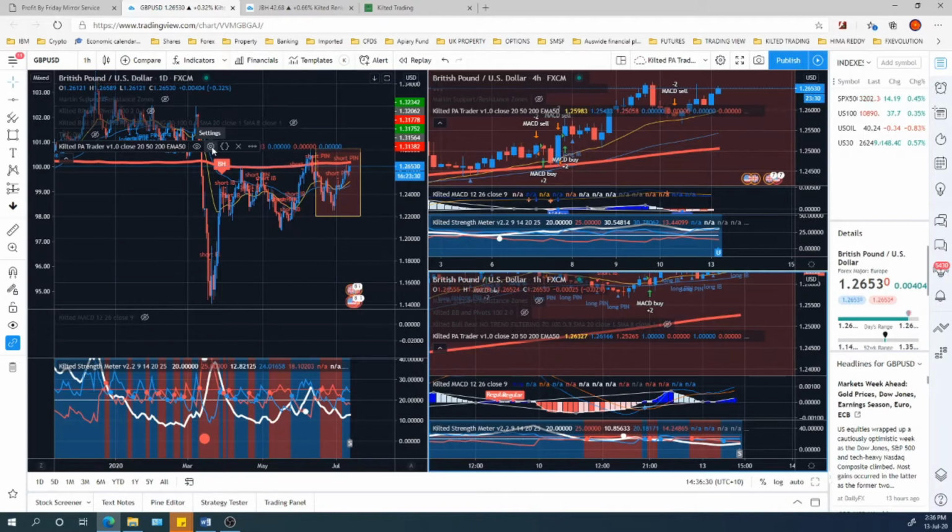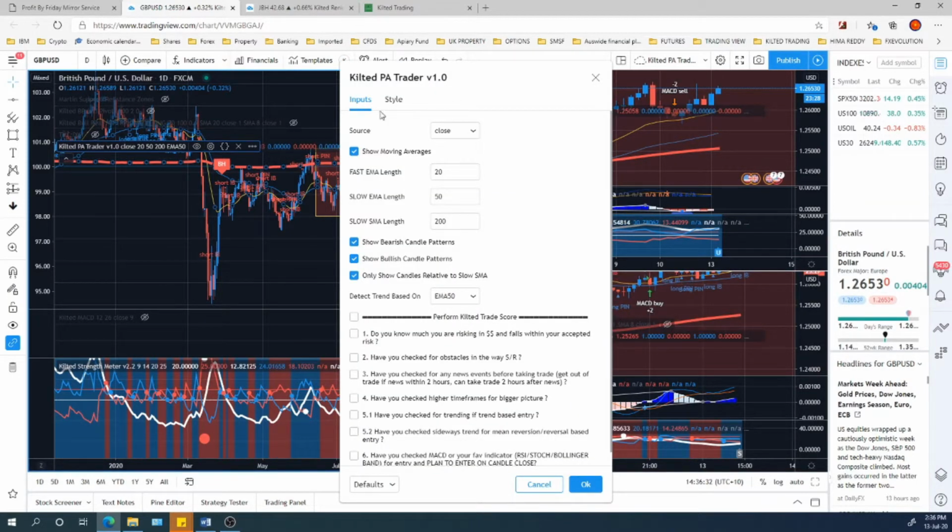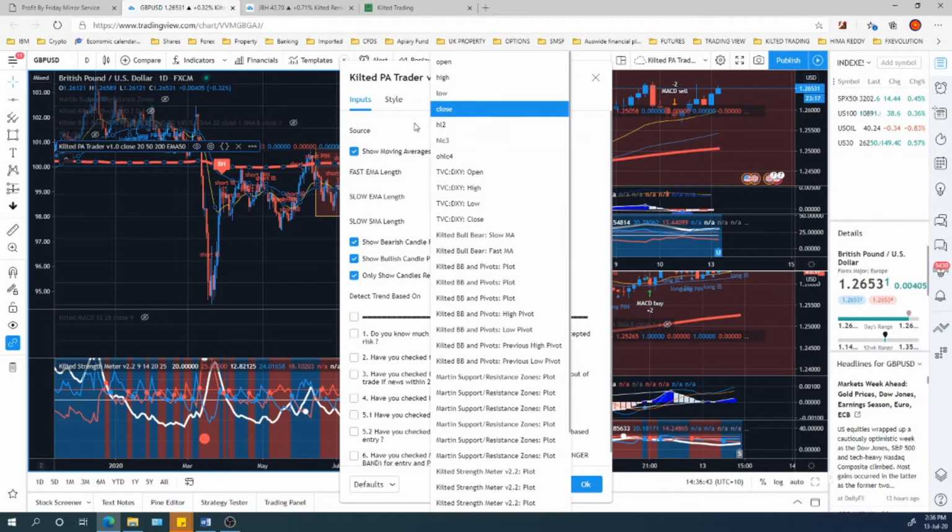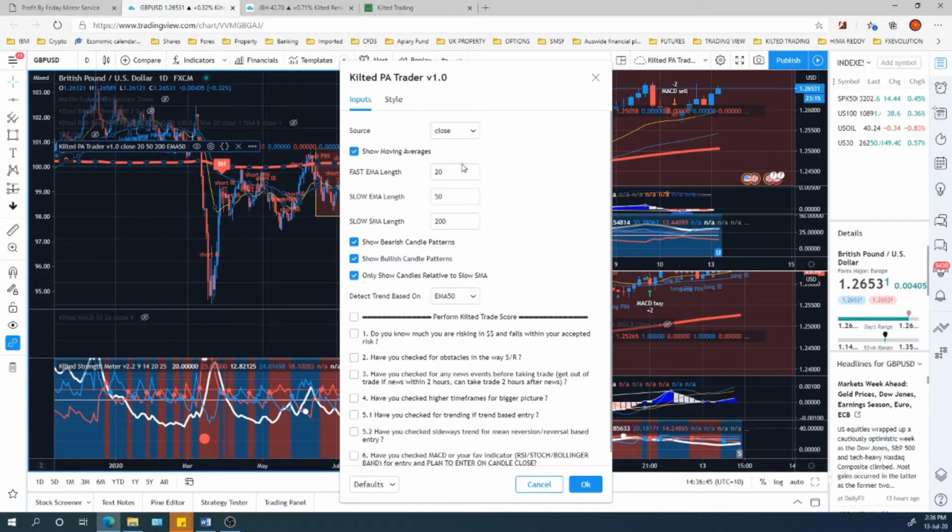So if we go in and look at what we've got within the price action trader, we're also looking to take things off the candle close. You've got a whole stack of options there, but all the defaults are pretty good. We've got the fast EMA and the slower EMA, which are the 20 and 50.